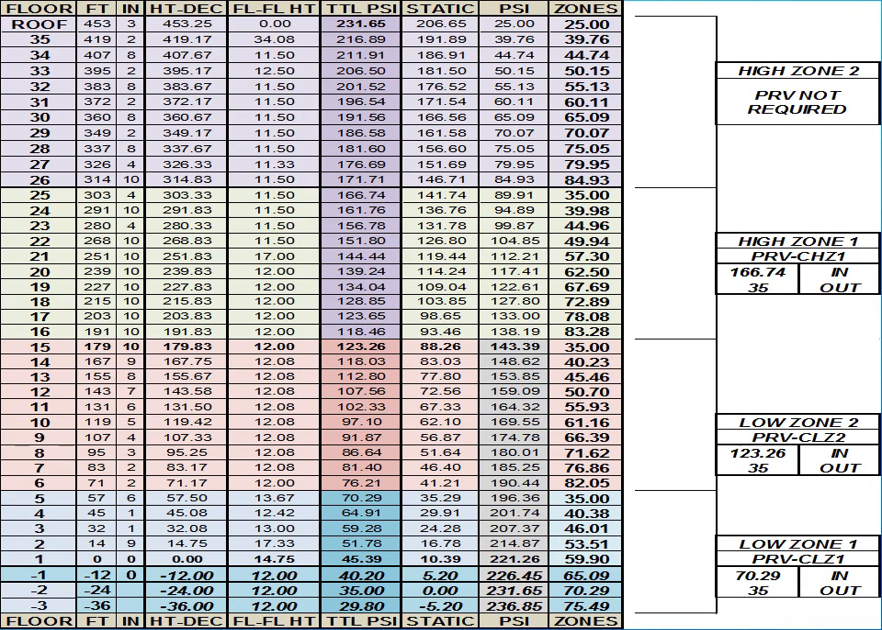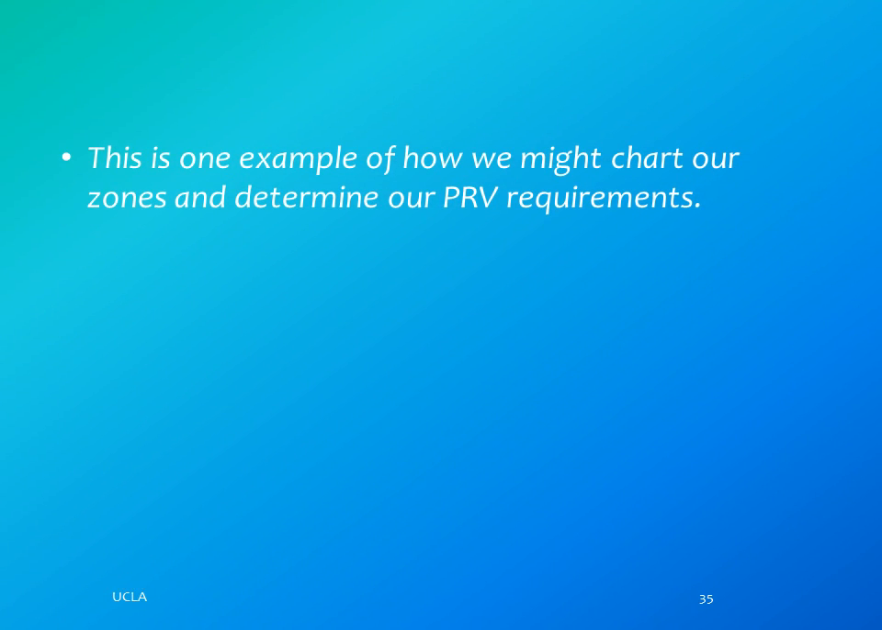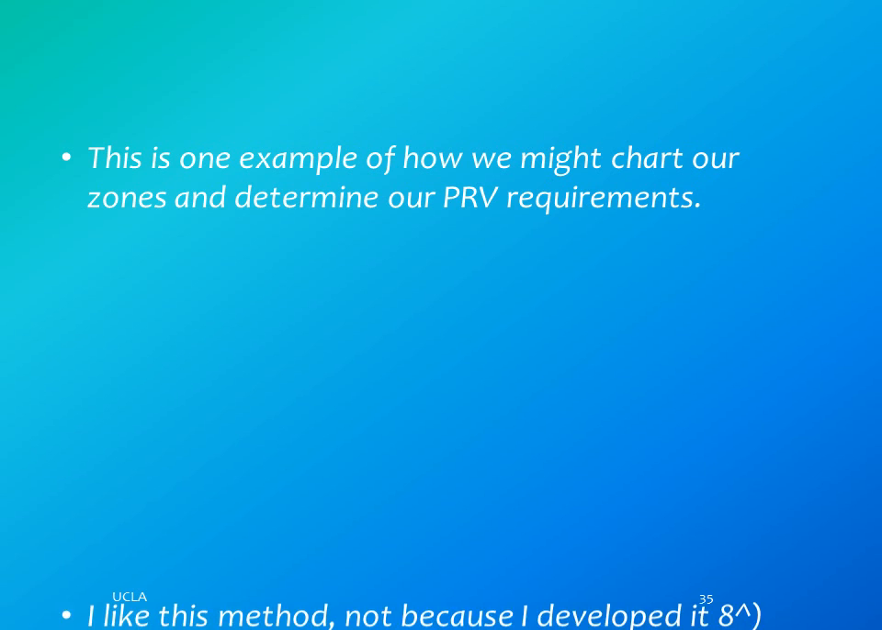Depending on how you do your system, you can link the cells on the right for the PRV. You can link them to give you the PRV pressures in and the pressures out. So it's very easy to do, and very easy to change. I use different colors to help me keep track of it visually. When you put it on the drawing, you probably want to change those all to white, or you might use some light shades of gray so that you can read them on the drawing. So this is one example of how we might chart our zones and determine our PRV requirements.